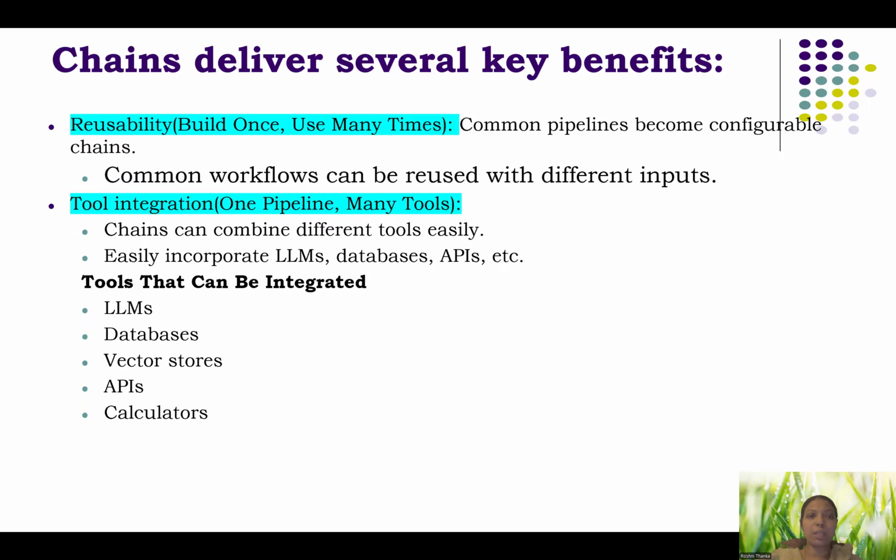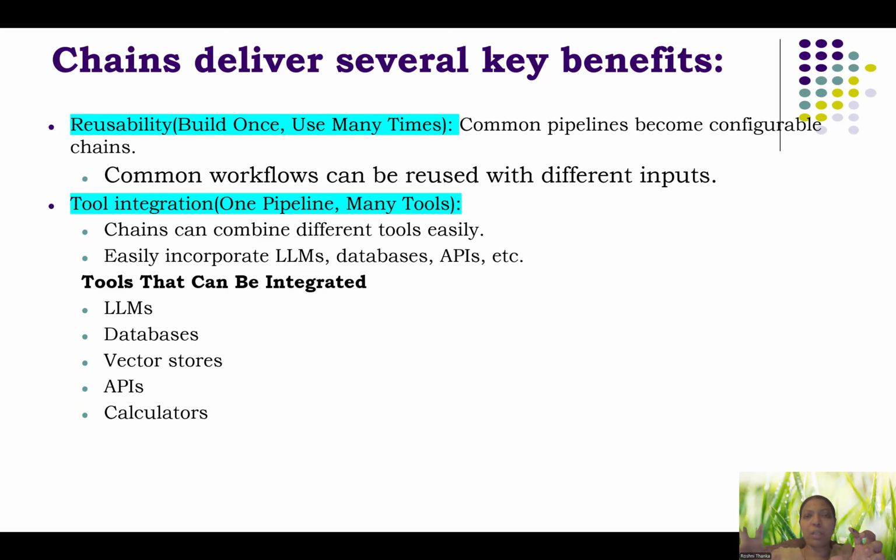Next one is tool integration. Chains can combine different tools, so that is also an advantage. Tools such as LLMs, databases, vector storage, APIs, and calculators can all be integrated along with the chain easily, because all the tasks are divided.